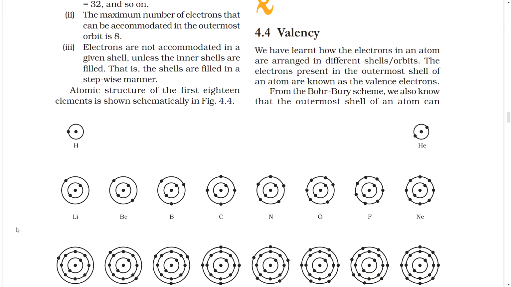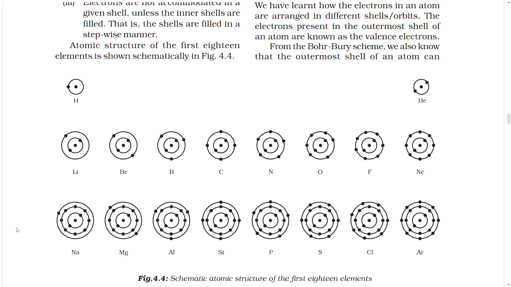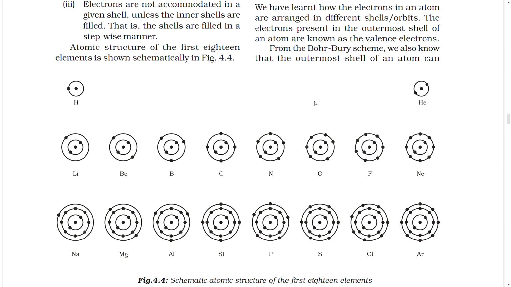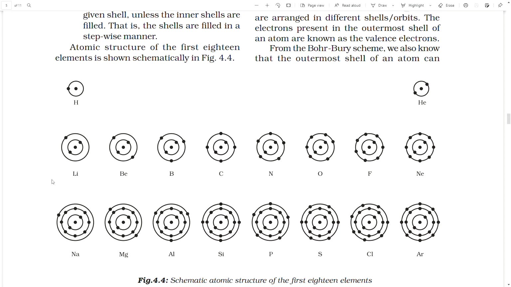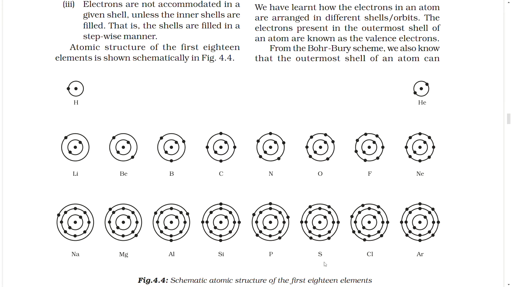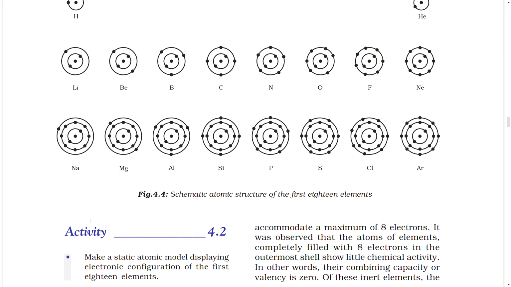Atomic structure of the first 18 elements is shown schematically in the figure: hydrogen, helium, lithium, beryllium, boron, carbon, nitrogen, oxygen, fluorine, neon, sodium, magnesium, aluminium, silicon, phosphorus, sulfur, chlorine, argon. Figure: schematic atomic structure of the first 18 elements.